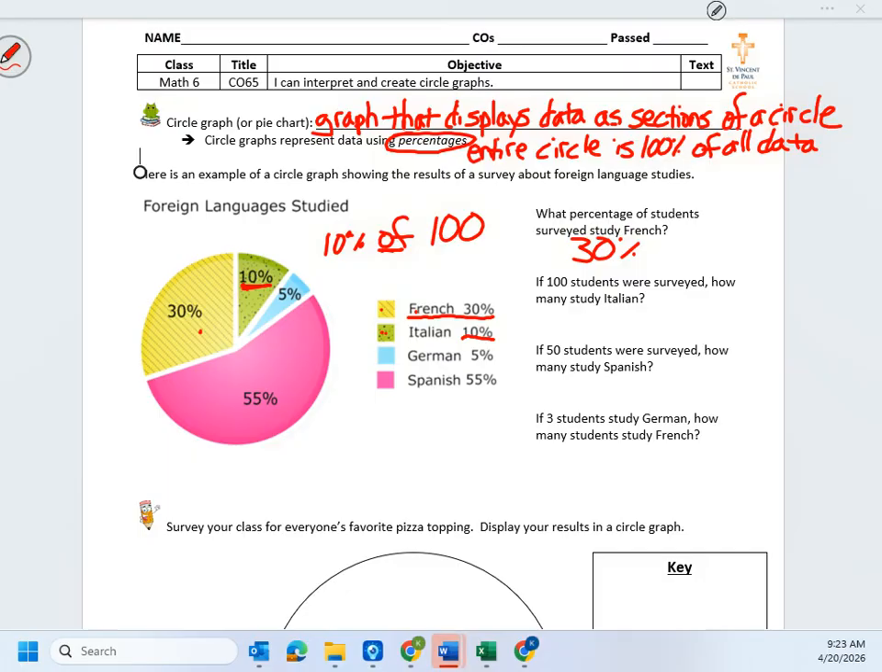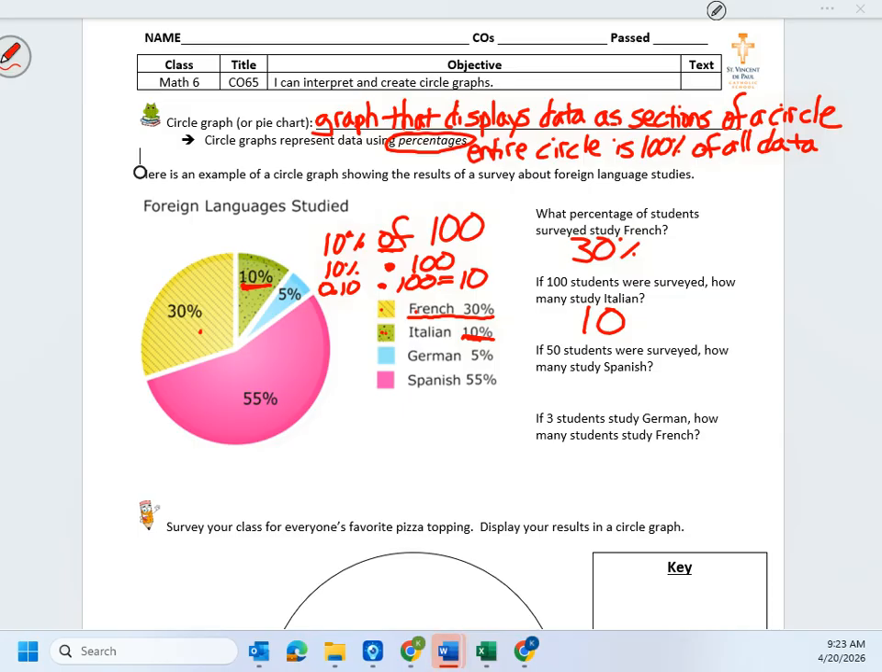Who remembers what math we do when we see that word of? Alex? Multiplication. Multiply. So we're going to do 10% times 100. How do I write 10% as a decimal, Jack? 0.1. Yeah. 0.10 times 100. What is 0.10 times 100? Evelyn? 10. So 10% of 100, we had 10% studied Italian. Of the 100 students means 10 students studied Italian.